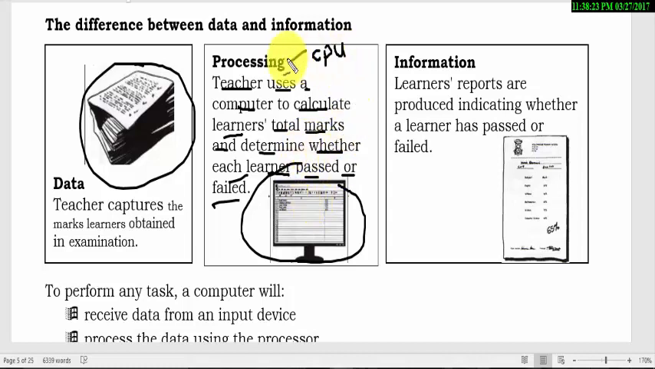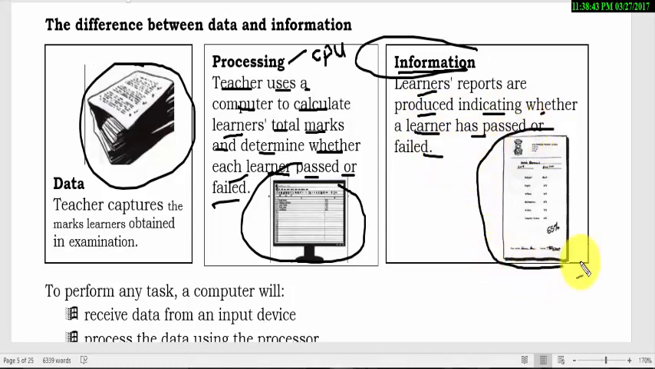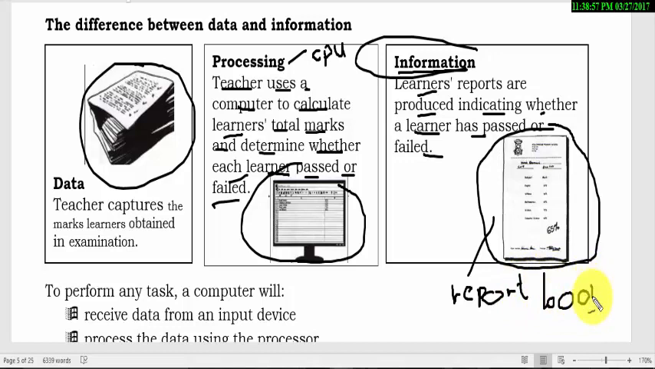After this work has been processed, the teacher knows the results each pupil got. So the teacher is now going to have what we call information. Information means that learners' reports are produced, indicating whether a learner has passed or failed. This is a report form, which some of you students are aware of: at the end of a test or examination, you are given a report form. This is what we call information, because it has been processed.